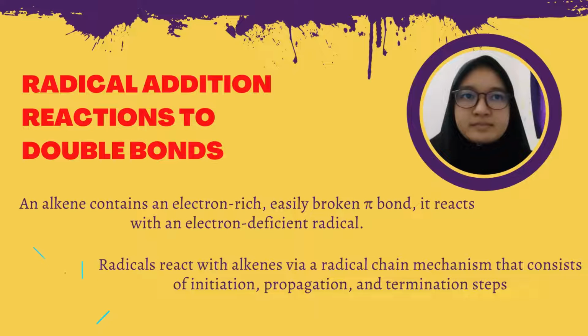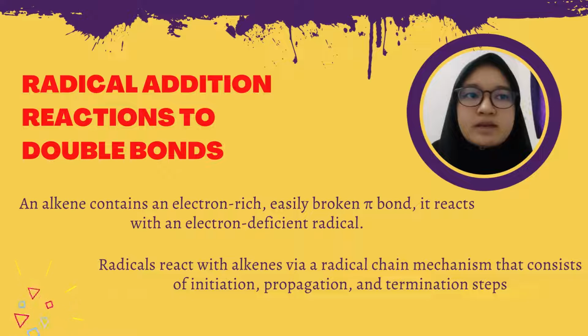Radical addition reaction to double bonds. The second common reaction of radicals is addition to double bonds. An alkene contains an electron-rich, easily broken pi bond. It reacts with an electron-deficient radical. Radicals react with alkenes via a radical chain mechanism that consists of initiation, propagation, and termination steps.